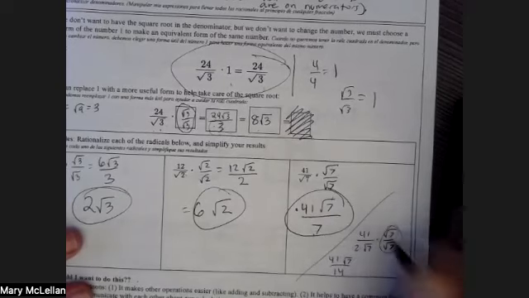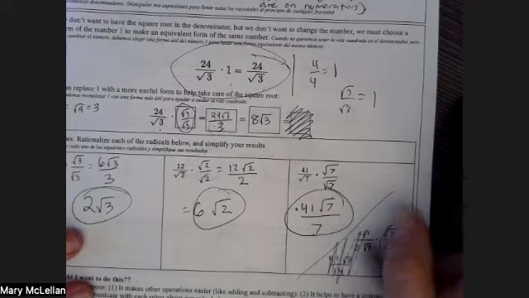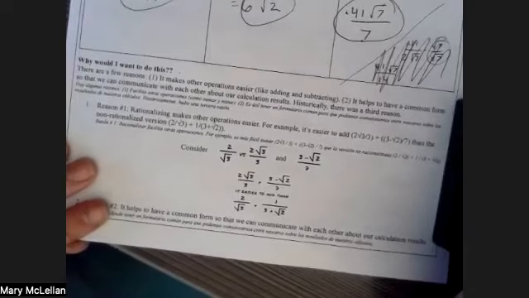The only thing you need to multiply top and bottom by is this root 7 piece, because that's what you're trying to rationalize. And I'm going to cross this out because it's not part of the notes, just as a thought. Okay. Here we have a little statement. Why would I want to do this?